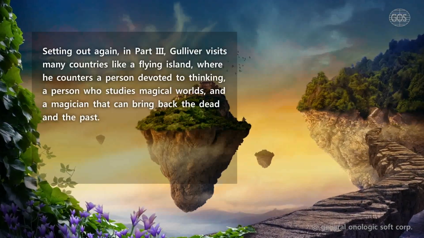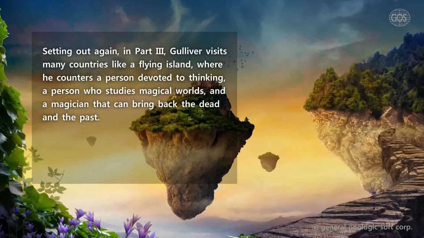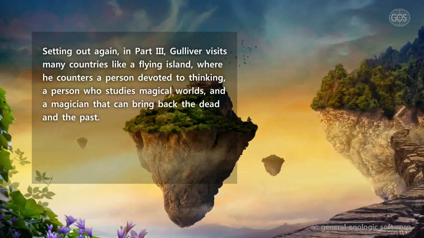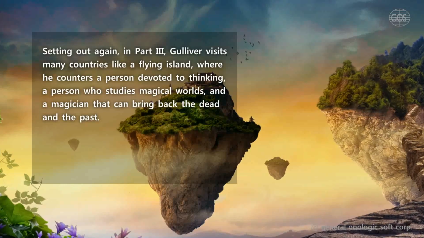Setting out again, in part 3, Gulliver visits many countries, like a flying island, where he encounters a person devoted to thinking, a person who studies magical worlds, and a magician that can bring back the dead and the past.